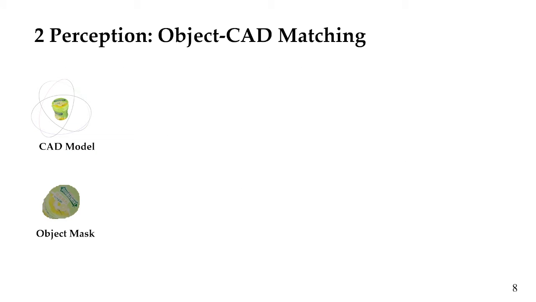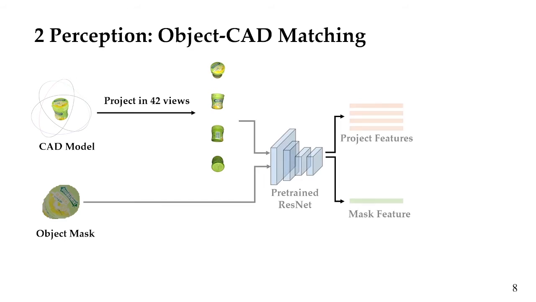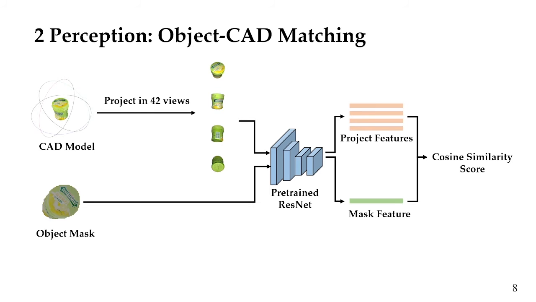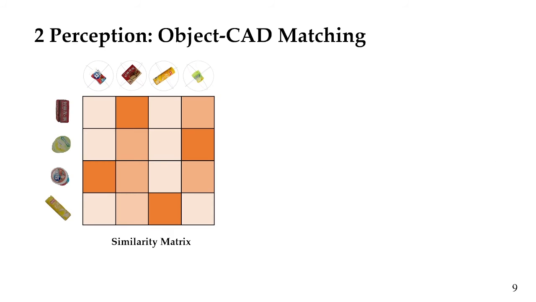The next step is finding the match between objects and detected masks. First, the 3D model is projected to many views. Then, we employ an ImageNet pre-trained ResNet to generate features for masks and projected images, and compute the cosine similarity for them. After doing so, for each mask and object, we get a similarity matrix. We employ the Hungarian algorithm to find the best match.